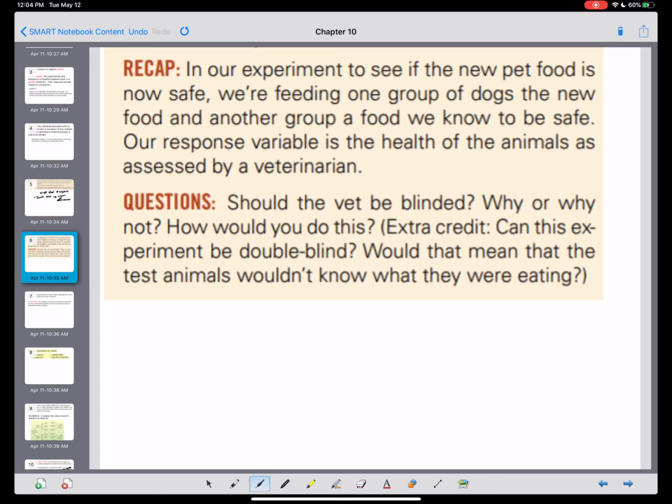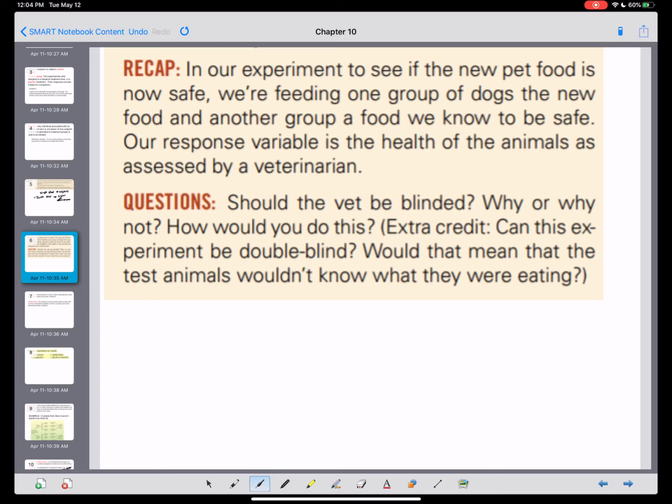Okay, how would you do this? I would just bring in pets and not tell the vet. Bring in an outside party, a third person, like a third vet. Bring a vet that's not associated with the company, and just have them test the dogs without telling them anything about the experiment. Just blindly test them.